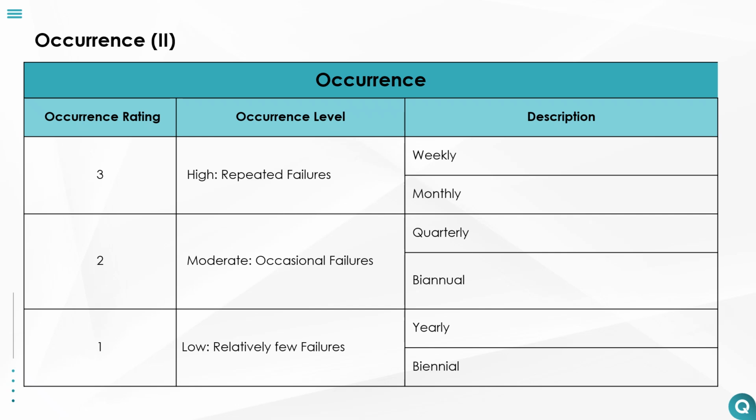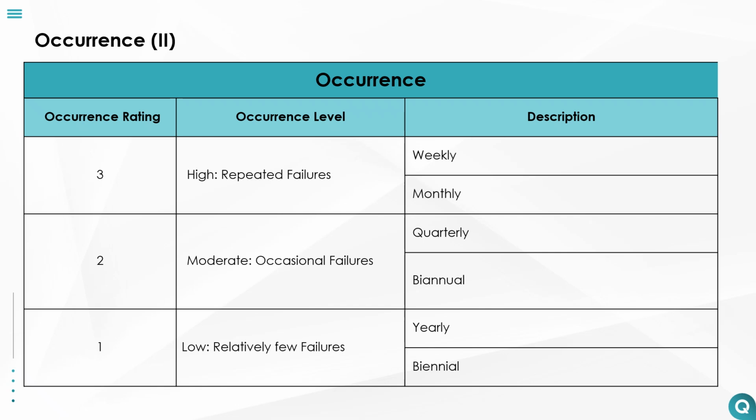Here's an example of a typical occurrence table rating. On the left we have the probability rating from 1 to 3, with 3 being the highest probability and 1 being a remote failure, which is unlikely to happen. The description outlines the general requirements for assigning each occurrence rating.